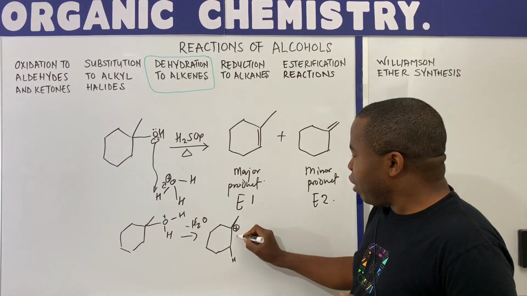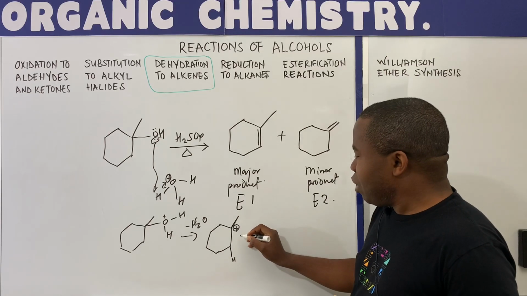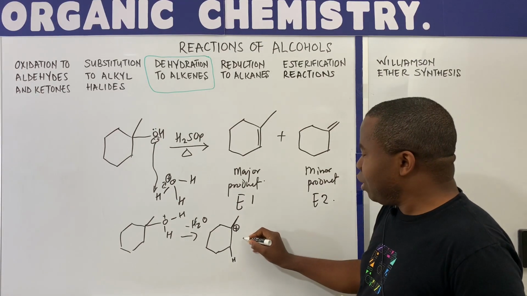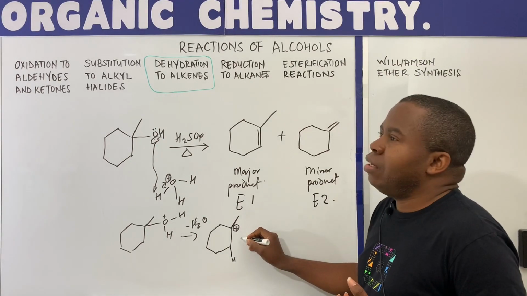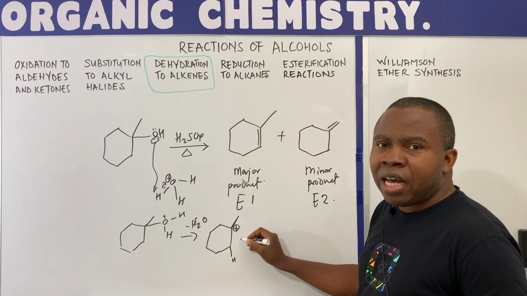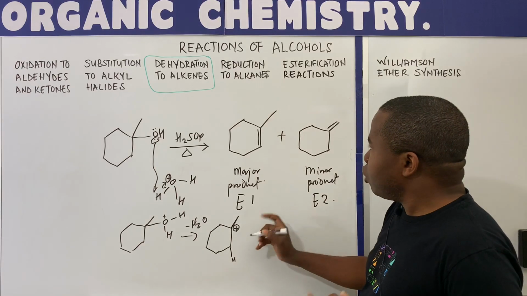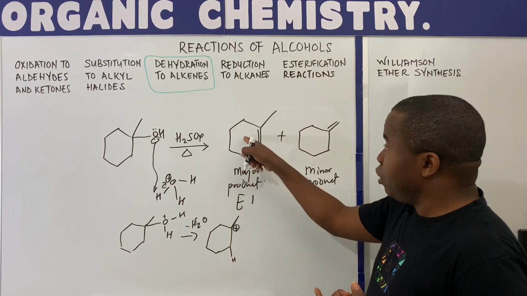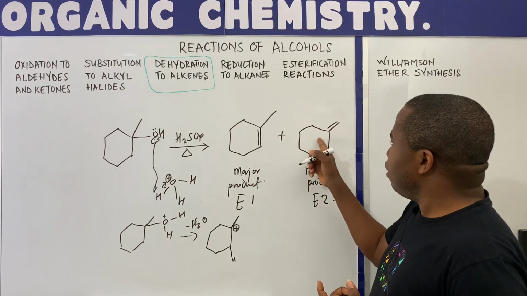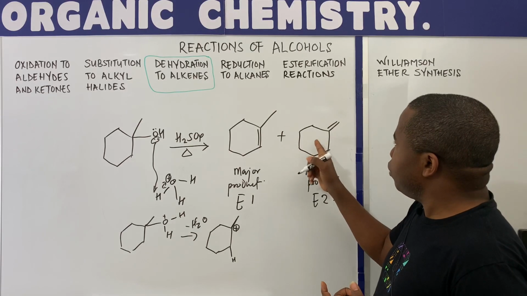So the route that will give us the most stable product is the route that will give us the most substituted alkene compound. The most substituted alkene product is going to be this one. The less substituted alkene product is going to be this one.